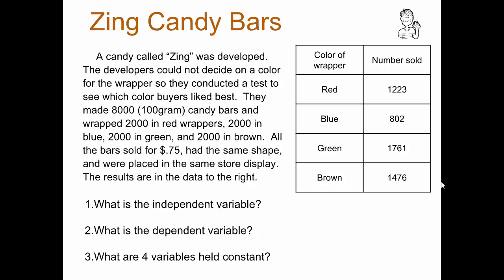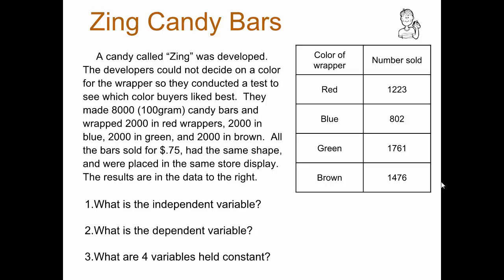So let's talk about these Zing candy bars in this experiment. According to the story, a candy called Zing was developed, and they couldn't decide on a color for the wrapper. So they conducted a test to see which one buyers liked best. They made 8,000 candy bars. All were 100 grams. They wrapped 2,000 in red wrappers, 2,000 in blue, 2,000 green, 2,000 in brown. All the bars were sold for 75 cents and had the same shape. They were placed in the same store display, and the results are shown in the data table.